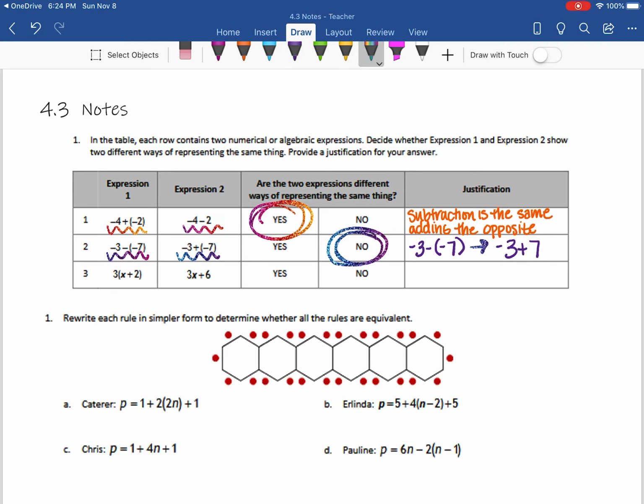Okay, and then our last one that we're going to look at from your opener is 3 times the quantity x plus 2 and 3x plus 6. Hopefully you recognize that these are equivalent. And the reason being, if we distribute that 3, that is equivalent to 3x plus 6. Okay, so we're going to go through a few more examples, but with more variables than numbers.